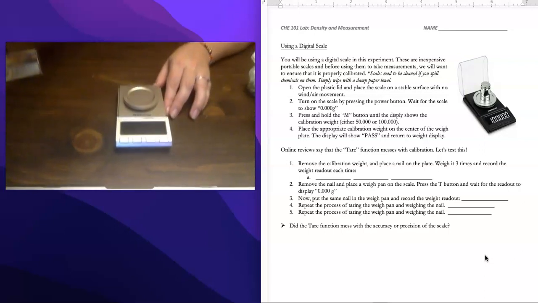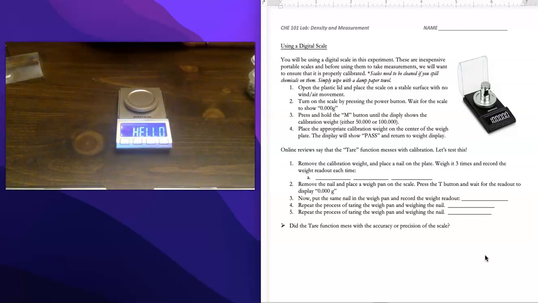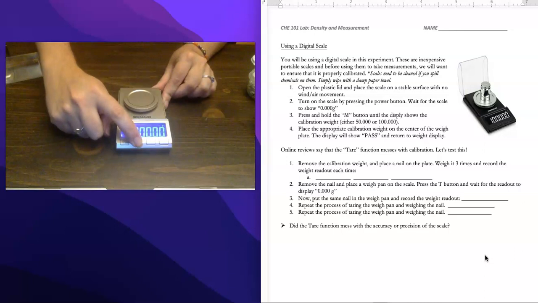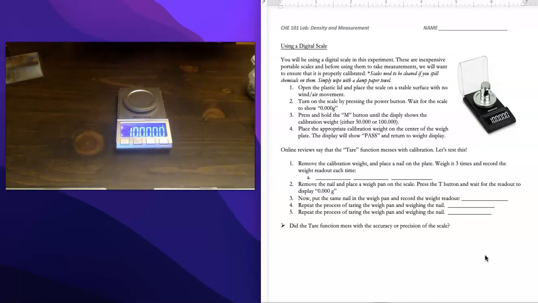All right, so the first thing we need to do is calibrate the scale. So we're going to turn it on, and it says hello, and then it goes to 0. And we are going to press and hold the M key until it tells us what weight we want to calibrate with. Most of the scales are 100 grams, but some are 50 grams. So it says 100 grams, so I have my 100 gram calibration weight.